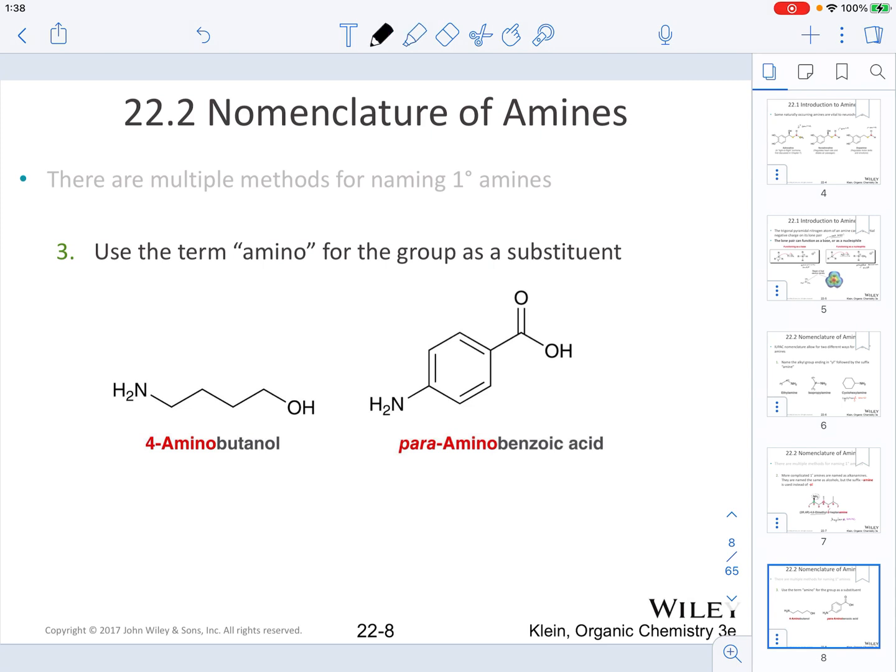Now, understand that the term amino is utilized for the group when NH2 is used as a substituent. As you can see in the example on the left, if you have a molecule that contains an alcohol and an amino group, the alcohol takes priority in the numbering, and it is going to be utilized for the ending name for the longest carbon chain. So in the molecule that we have here, we have carbon 1, carbon 2, carbon 3, carbon 4. That's where your butanol comes from.